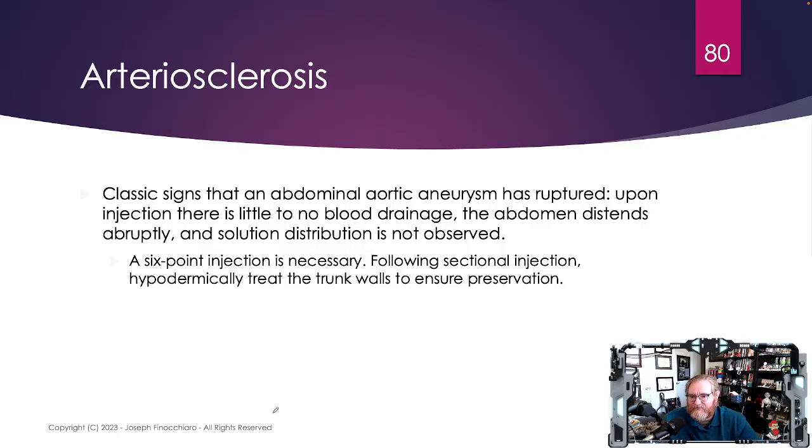Classic signs that an abdominal aortic aneurysm has ruptured. Upon injection, there is little to no blood drainage, the abdomen distends abruptly, and the solution distribution is not observed. I'm going to say this again.